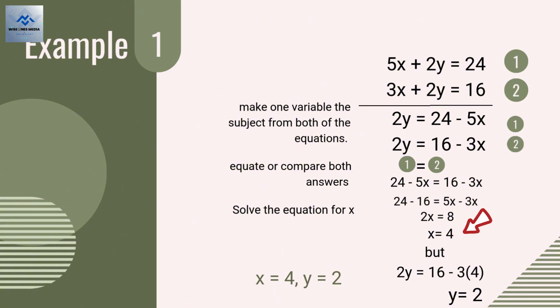Simplify. Subtract 16 from both sides. 8 minus 5x equals negative 3x. Add 5x to both sides. 8 equals 2x. Divide both sides by 2. X equals 4. Substitute x equals 4 into 2y equals 24 minus 5x. 2y equals 24 minus 5 times 4. Simplify. 2y equals 24 minus 20. 2y equals 4. Divide both sides by 2. Y equals 2. Solution: x equals 4 and y equals 2.